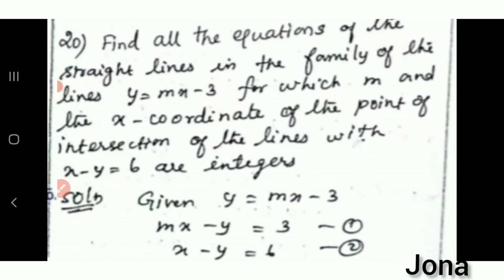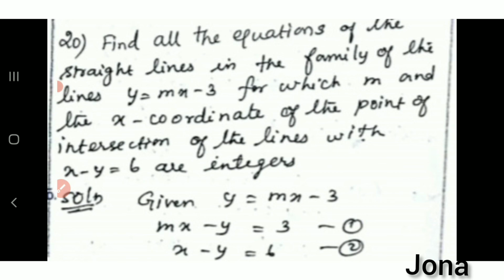20th sum. Find all the equations of the straight lines in the family of the lines y equal to mx minus 3, for which m and the x coordinate of the point of intersection of the lines with x minus y equal to 6 are integers. It's like the 19th sum, the same problem only.